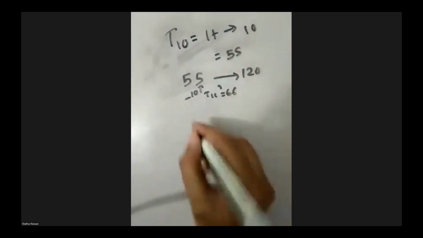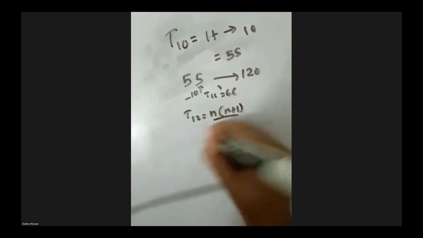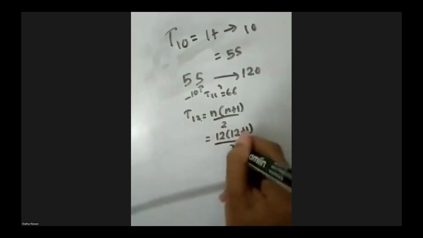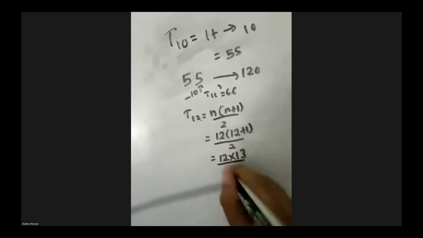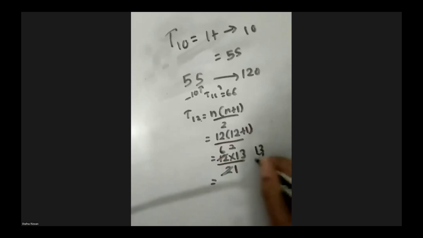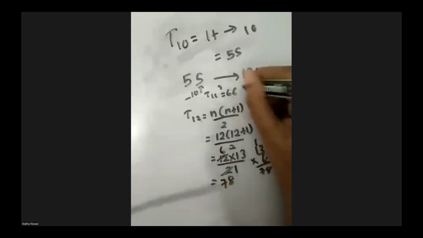So now I got another number. Now T12 equals n times (n plus 1) divided by 2. For n I have to write 12. So 12 times (12 plus 1), which is 13. Brackets means multiplication. Divide by 2. Cancel 2 and 12 if you can: 1 time, 6 times. 6 times 13 is how much? Multiply and see. 6 threes are 18, 6 plus 7. So 78 is your 12th triangular number.